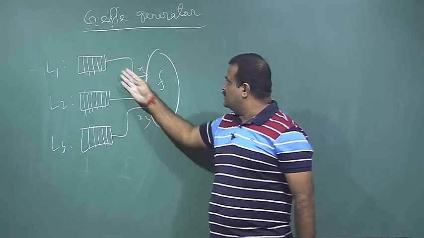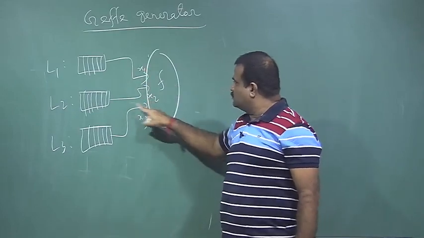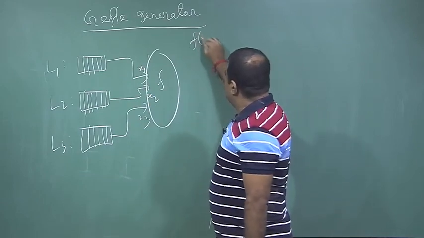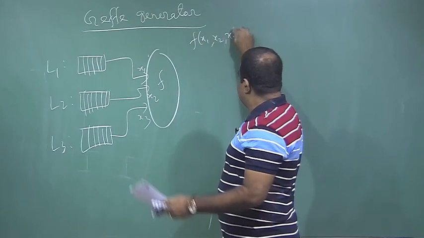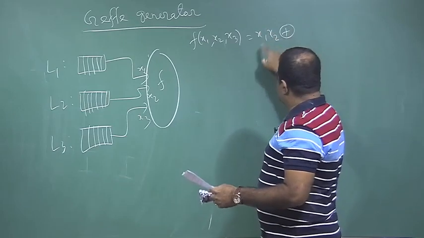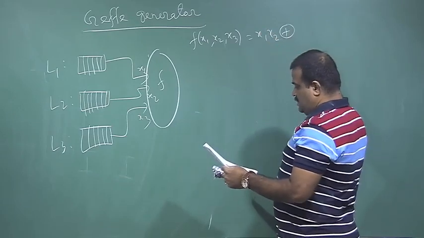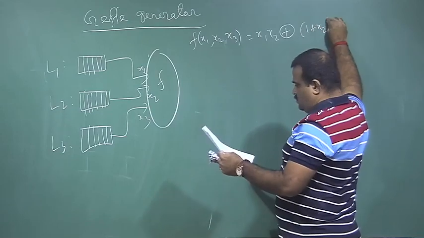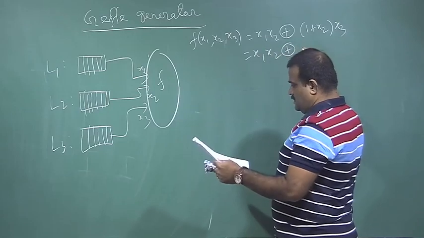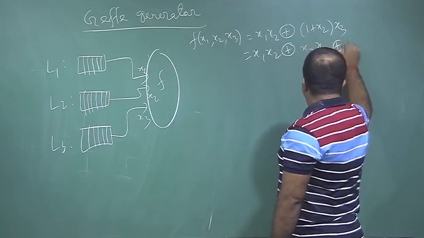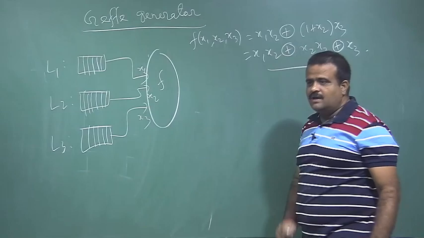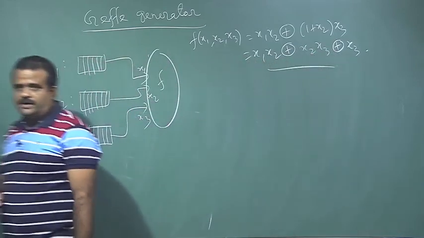And once we run the LFSR, we will get output. This is x1, this is the x2 output from this LFSR, and this is x3. So, this function for the Geffe generator is basically of this form: x1 x2, this is the AND, then (x1 plus x2) into x3. So, this is basically x1 x2, then x2 x3 XOR x3. So, this is a nonlinear function. This will generate the nonlinear keystream bits, which is not linear.